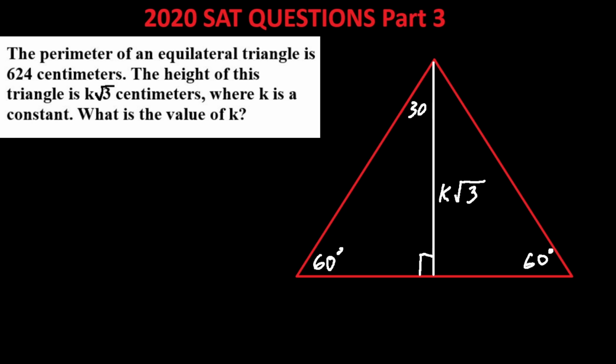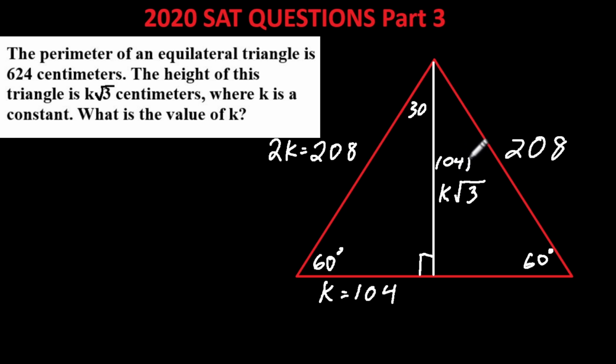Since I know that the perimeter is 624, and each of these sides is equal, this one must be 208. This must be 208. And this side down here must be 208, making this one 104. So this value over here is K. This is 2 times K. And this side over here would be K times radical 3, or 104 times radical 3.